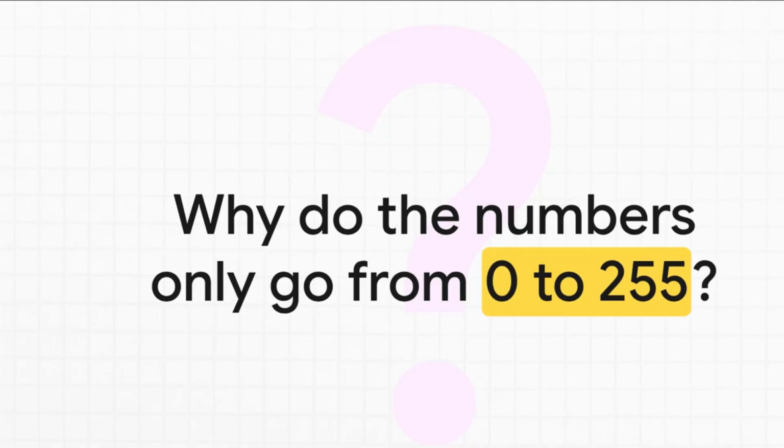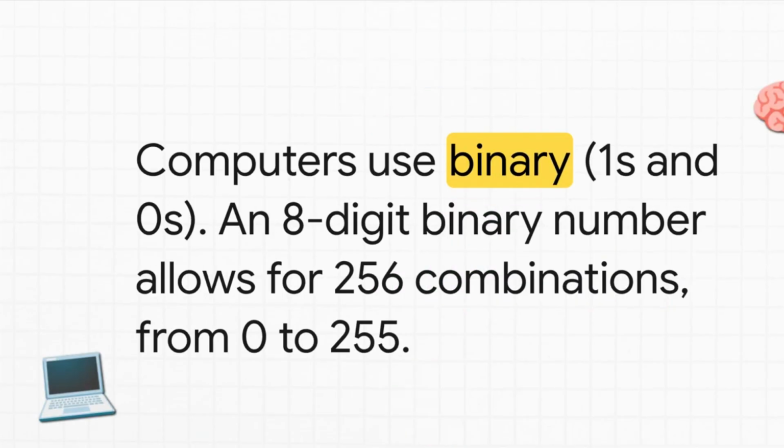But hang on a second. Have you ever noticed that those numbers never go higher than 255? Why that specific number? It seems so random. Well, it all comes down to the language computers speak, which is binary, just ones and zeros. Each of those numbers in an IP address is made up of 8 binary digits, and with 8 spots for either a 1 or a 0, you can make exactly 256 different combos. That gives us our magic range of 0 to 255.